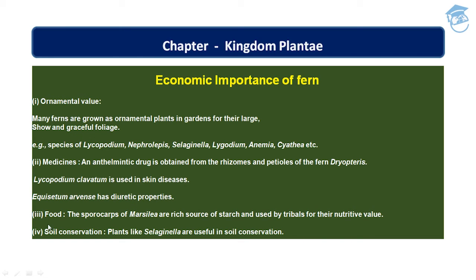Another crucial importance of ferns is that sporocarps of Marsilea are a rich source of starch and are used by tribals for their nutritive value. And for soil conservation, plants like Selaginella are useful. So these four are the economic importance of ferns: they are used for ornamental value, as medicines, as food because they are a rich source of starch used by tribals for their nutritive value, and in soil conservation. Okay, so this was all about it.